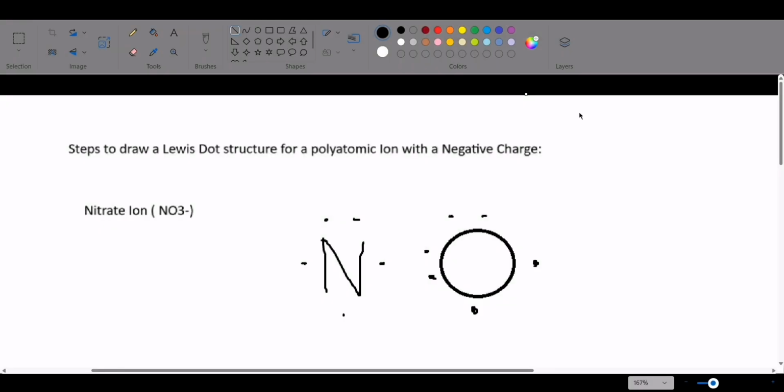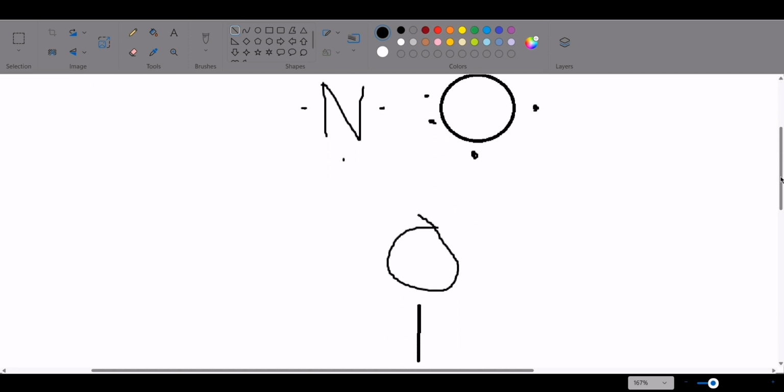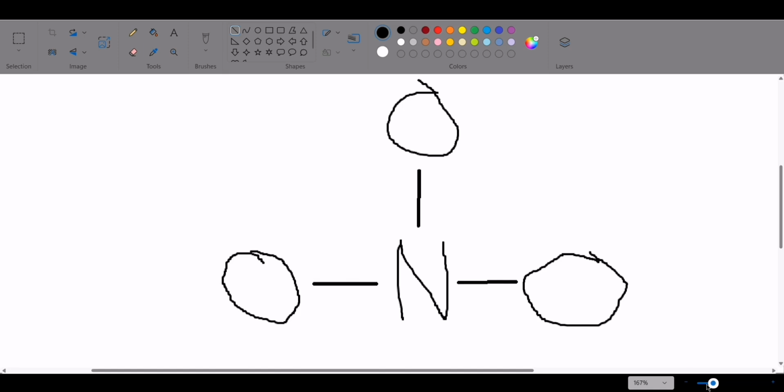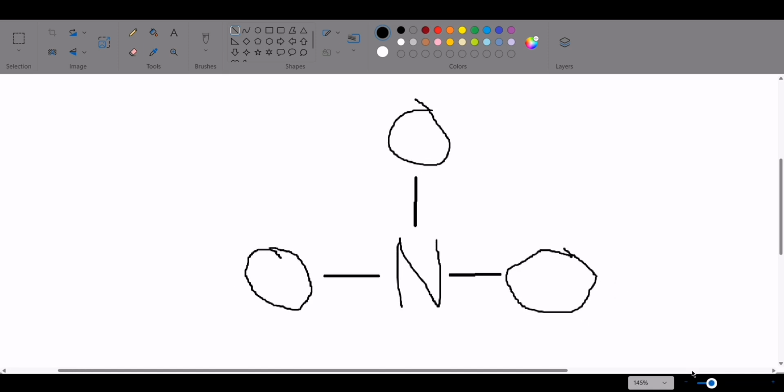Now we're going to the steps to draw a Lewis dot structure for a polyatomic ion with a negative charge. First, we're going to determine the total number of valence electrons, and we're gonna use the nitrate ion to identify how to draw a Lewis structure. First, we should count the total valence electrons of each atom. So nitrogen has 5, and oxygen has 6. The next step is we're going to arrange the atoms. So we will place the nitrogen at the center, surrounded by 3 oxygens.